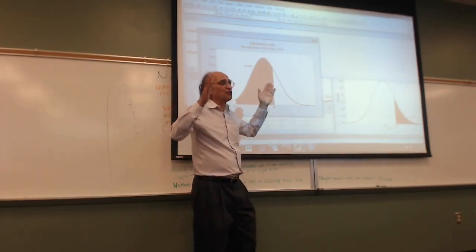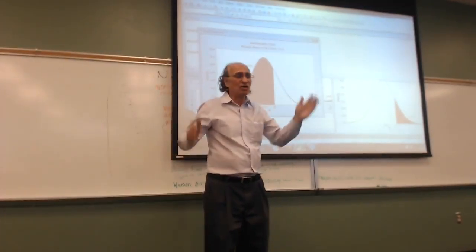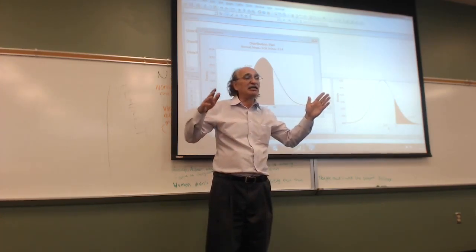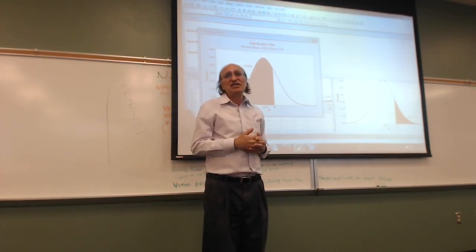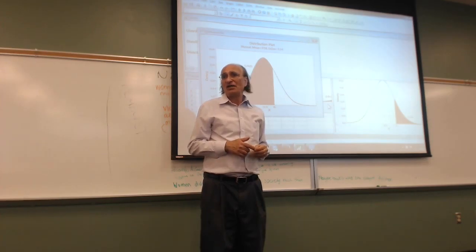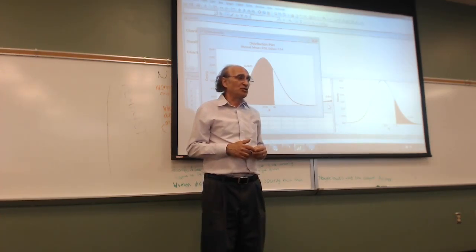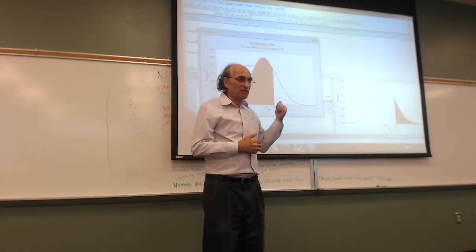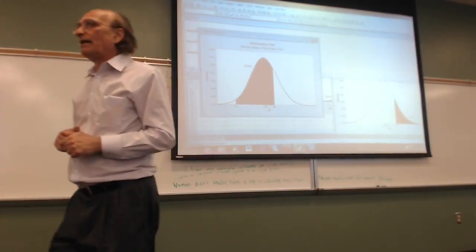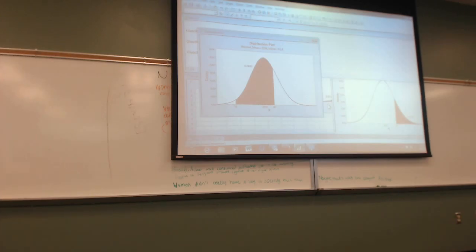For example, for the uniform, it was the endpoints of the interval. For the normal, it was the mean and the standard deviation. I'm just going to start talking about the exponential distribution now. For that, it would be something else, as we will see. As long as you know what the parameter to enter is, then you can answer all questions using any one of these.